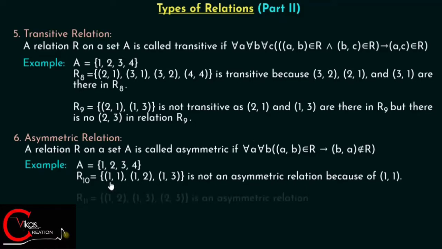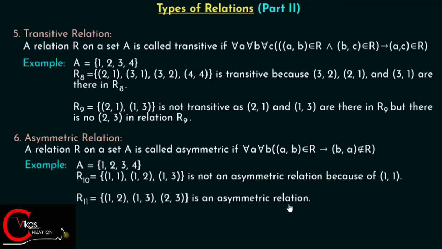Okay, let's consider one more relation, R11. Here in this relation, we have these ordered pairs (1, 2), (1, 3), (2, 3). Now this relation is an asymmetric relation because for (1, 2), there is no (2, 1). There is no (3, 1) for (1, 3). There is no (3, 2) for (2, 3). Therefore, this relation is an asymmetric relation.